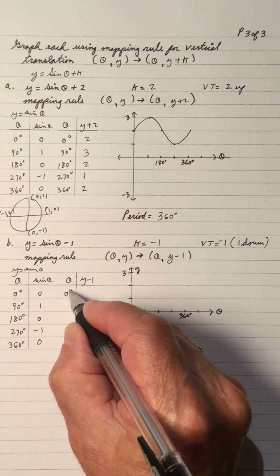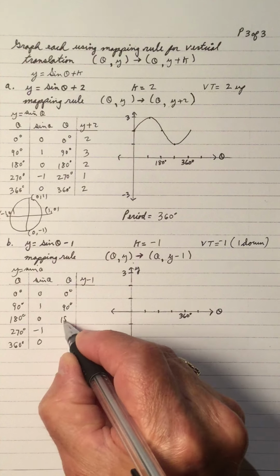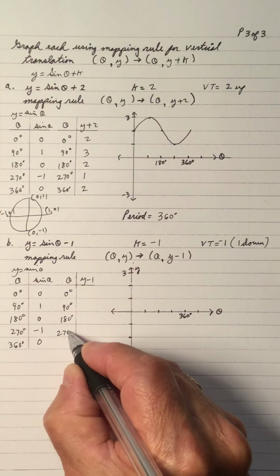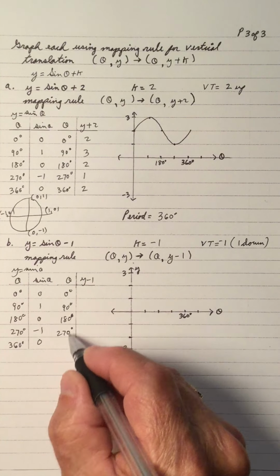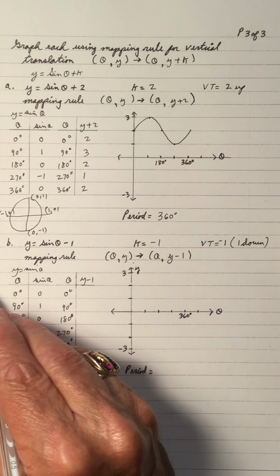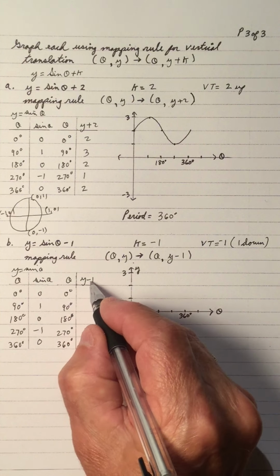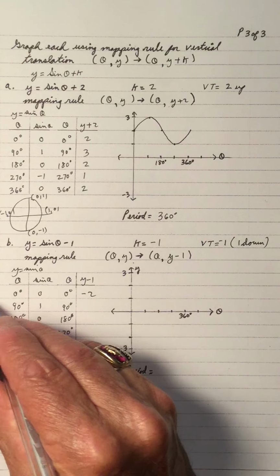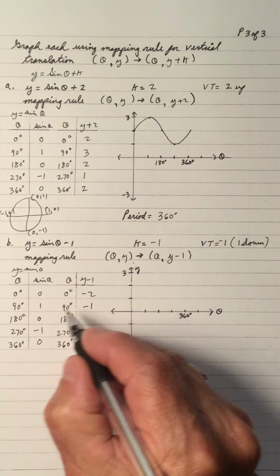So 0 degrees, 90 degrees, 180, 270, 360. And we're taking 1 off the y. So there's negative 1. Negative 1 minus 1 is negative 2. 0. 0 minus 1 is negative 1.